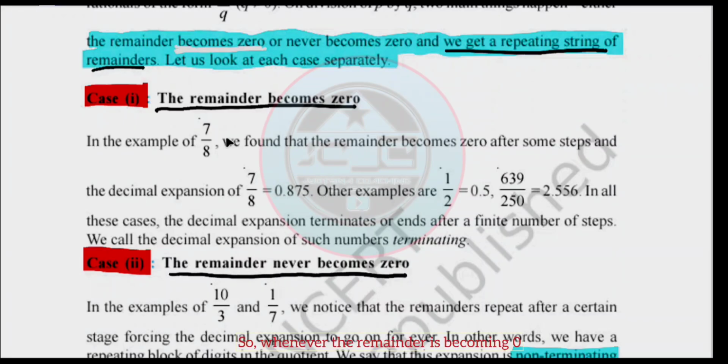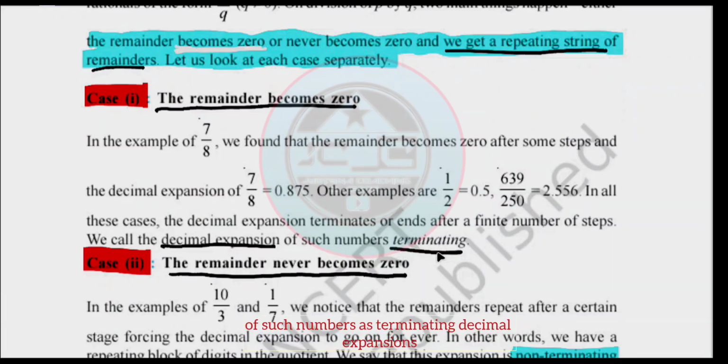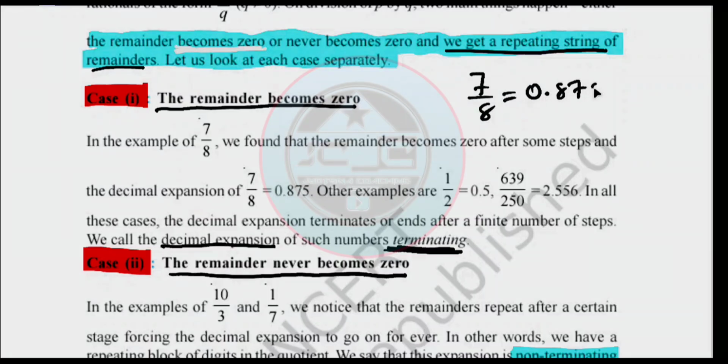So whenever the remainder becomes 0, then we call those decimal expansions of such numbers terminating decimal expansions, right? Whenever the remainder becomes 0, we call it a terminating decimal expansion, right? For example, we saw 7/8. 7/8 is equal to 0.875. So terminating means the point where the number system ends.